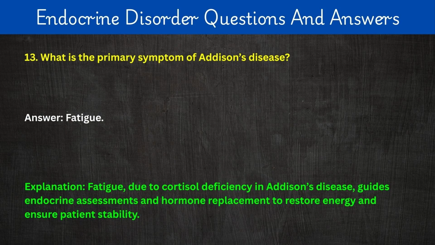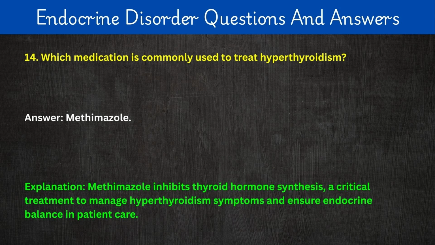13. What is the primary symptom of Addison's disease? Answer. Fatigue. Explanation. Fatigue, due to cortisol deficiency in Addison's disease, guides endocrine assessments and hormone replacement to restore energy and ensure patient stability.